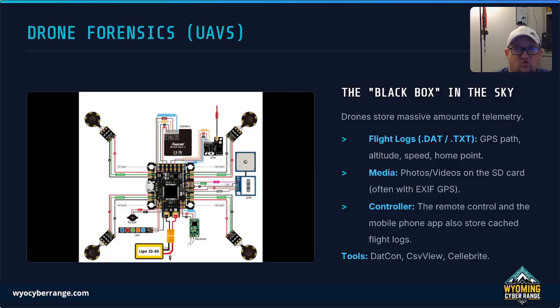Don't forget that the controller, both physical and the remote paired, can also have a ton of data cached within its flight logs. For the exam, they like to say the home point is a critical forensic artifact for drone investigations. It usually is going to pinpoint the exact physical location of the drone operator when the device was initially powered on and acquired its initial GPS lock.